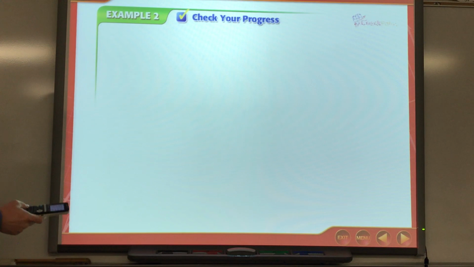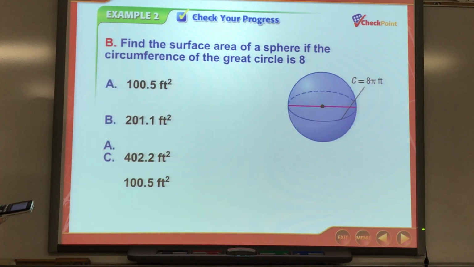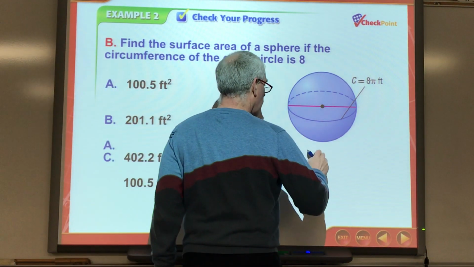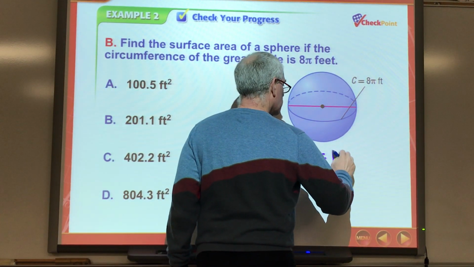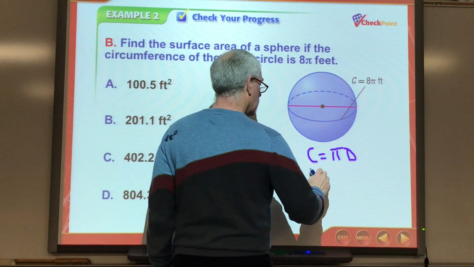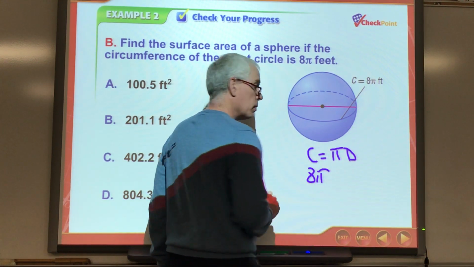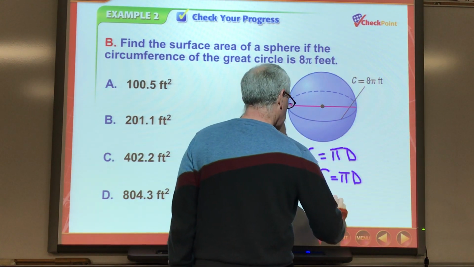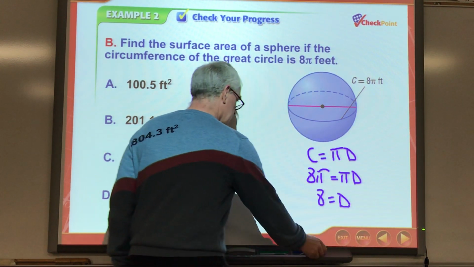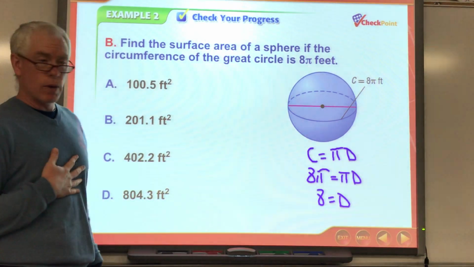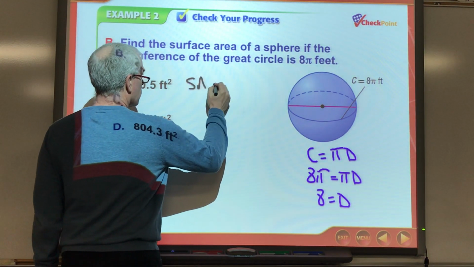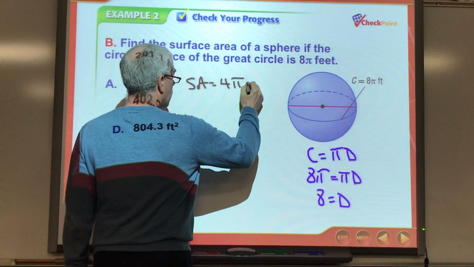Okay. What about this? Find the surface area of a sphere if the circumference of the great circle is 8 pi. Okay. So I knew that circumference was pi times diameter. Circumference, they told me, was 8 pi, so that's going to be pi times diameter. So the diameter is 8. And if the diameter is 8, then the radius is, of course, 4. And our surface area formula for a sphere is 4 pi r squared.